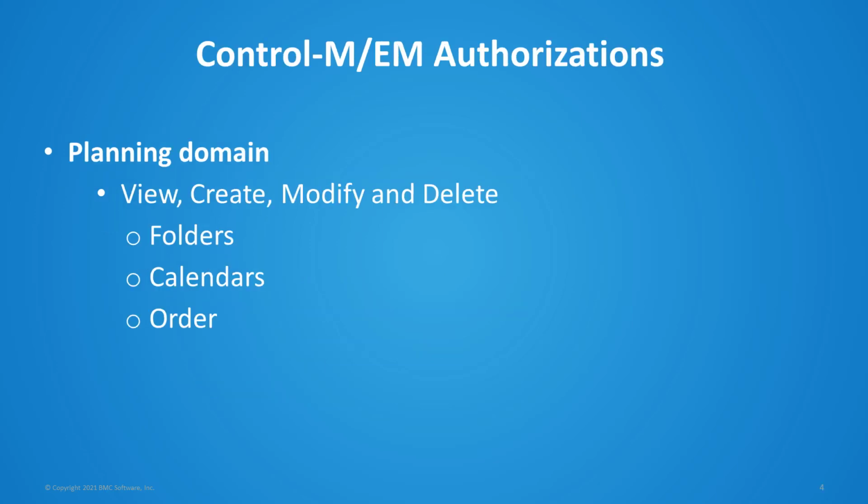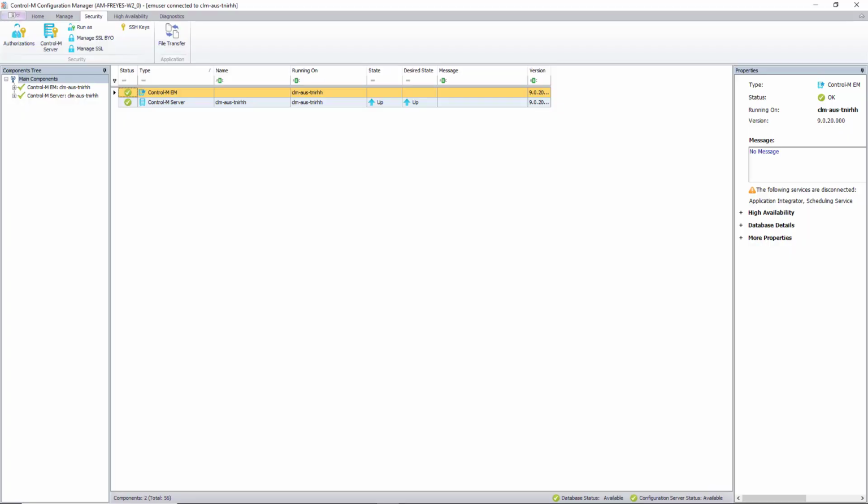The planning domain offers the options to create or modify job definitions, calendars, and order jobs. These actions are controlled by the Folder tab of the Authorizations window. Let's do a quick demo on this. Anytime a modification is performed by the admin, all users affected by this change need to completely log out of any GUI server connection. To save some time, I have pre-created users for this demo.